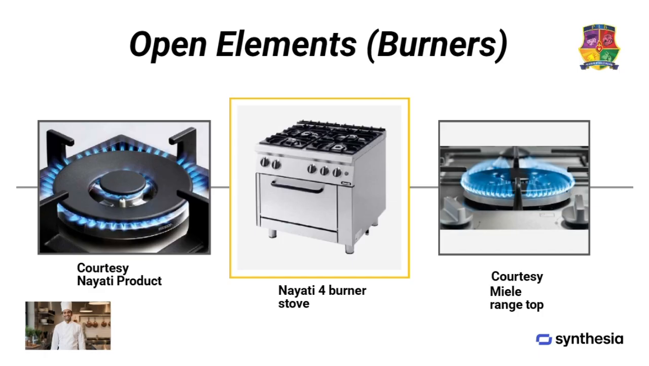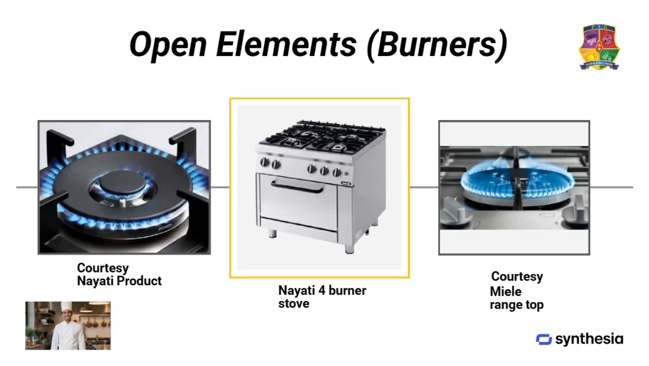The images show different forms of gas burners, from an individual burner to a 4-burner stove and a larger professional range top. When using an open burner, the cookware, such as a pot or frying pan, is placed directly above the flame. The intensity of the heat can be adjusted according to the cooking process. For example, we may need high heat to bring water to a boil quickly, while lower heat may be required for simmering or maintaining a gentle cooking process.